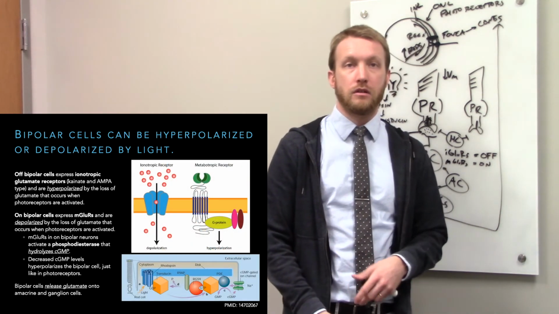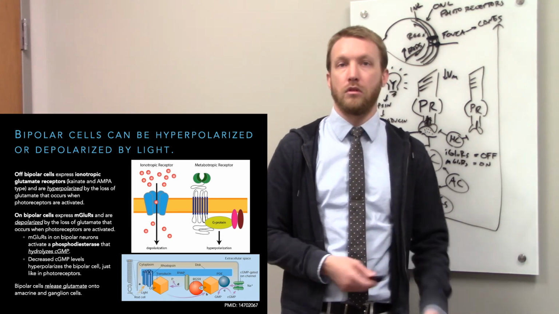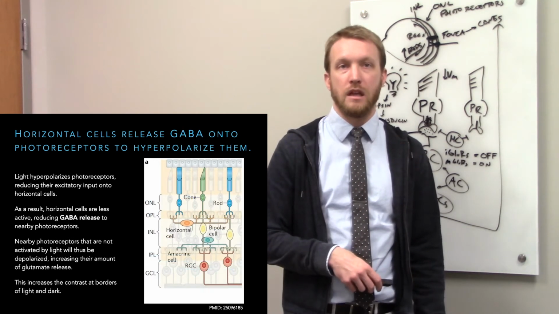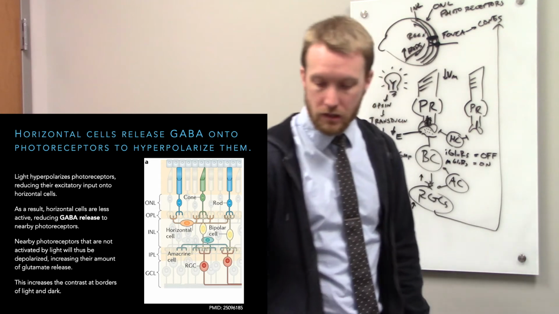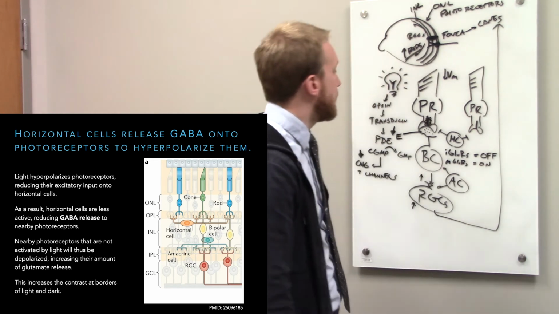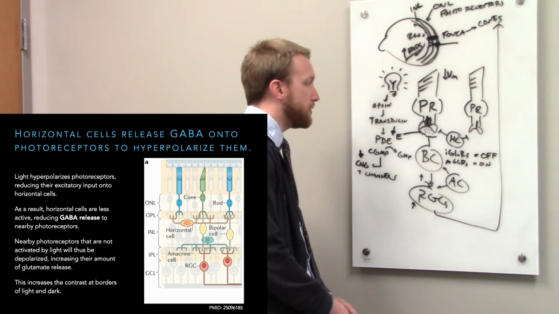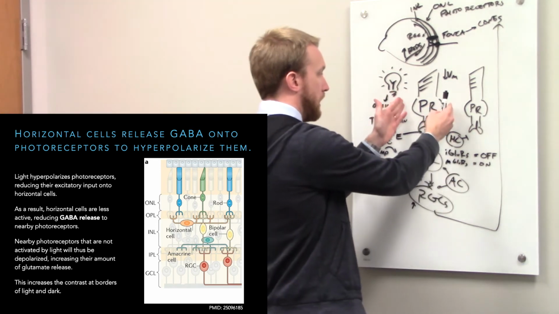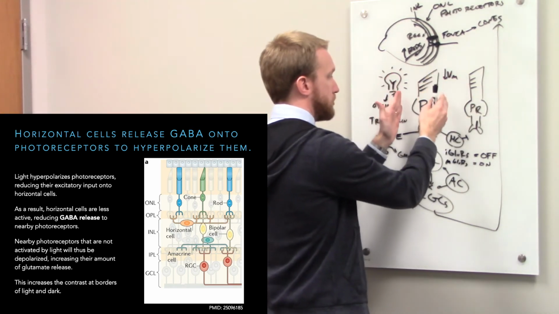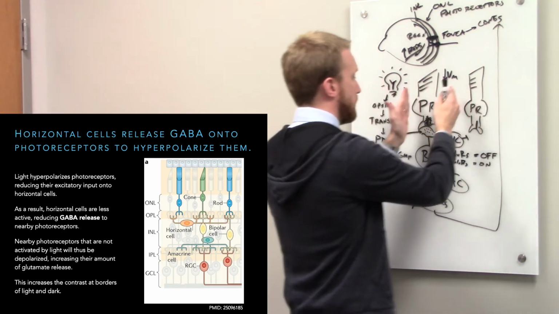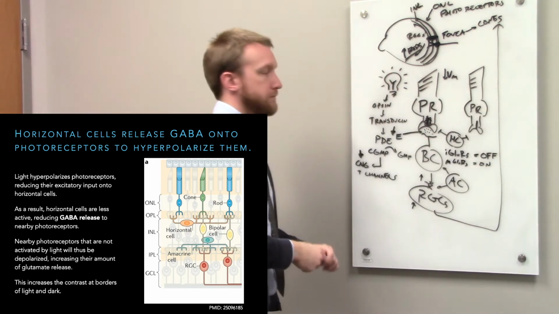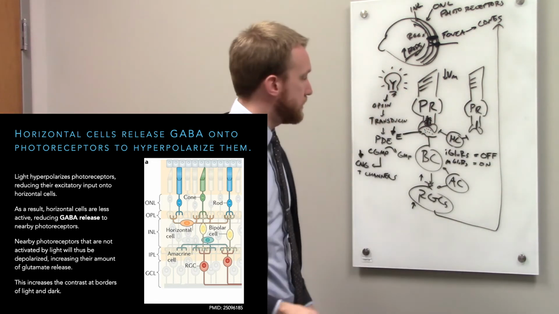And here you can just see the cartoon. Ionotropic receptors or metabotropic receptors. The horizontal cells are going to help with edge detection. And what they're going to do is allow areas where we have transition between light and dark affect each other differently. And it's going to amplify that difference.